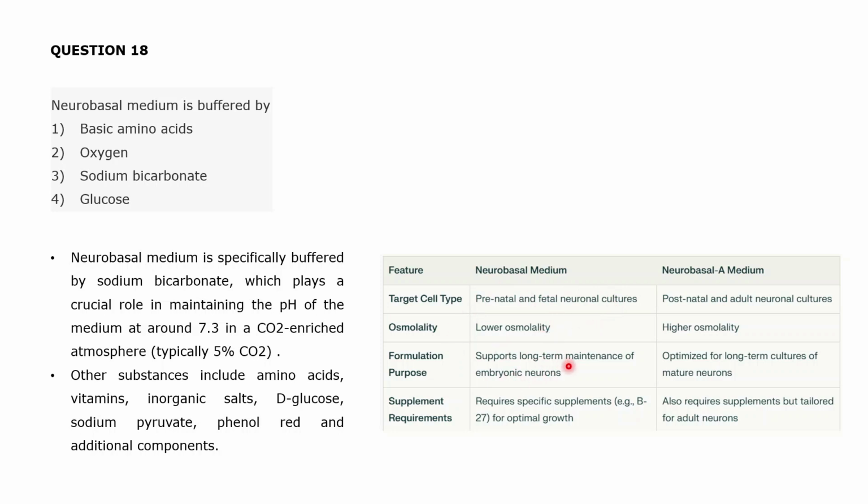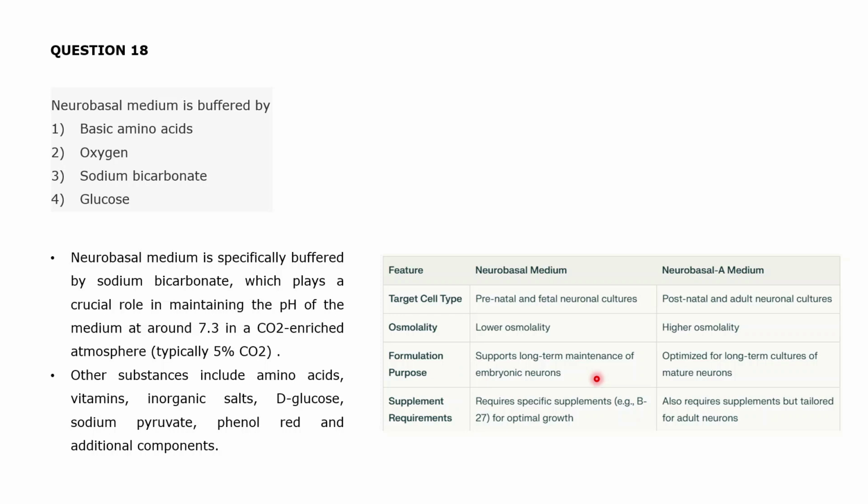It also supports the long-term maintenance of embryonic neurons there. Basically, in the majority of cases, if you want to study a neuronal culture, the neurons are obtained from rat hippocampus, the fetal rat hippocampus. So basically, after 18 days of gestation, the fetus is isolated from the mother, who is sacrificed, then the brain is removed, and from that the hippocampus is dissected out using surgery, right?